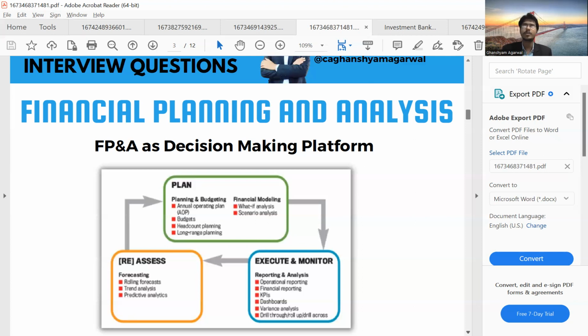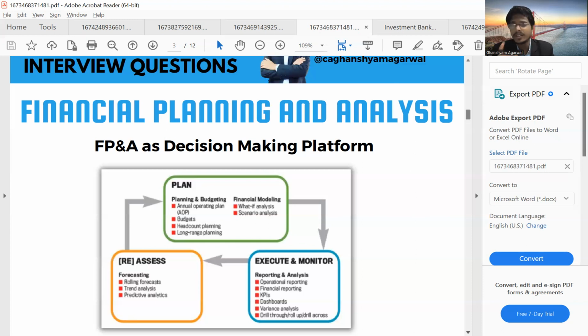Okay, so budgeting and forecasting: suppose Reliance Industries is thinking about what the growth will be in the next 5 to 10 years, the FP&A team will be working on these aspects. There will be a small FP&A team who will definitely be thinking about how Jio will grow or how this company will grow. So that is the thing.